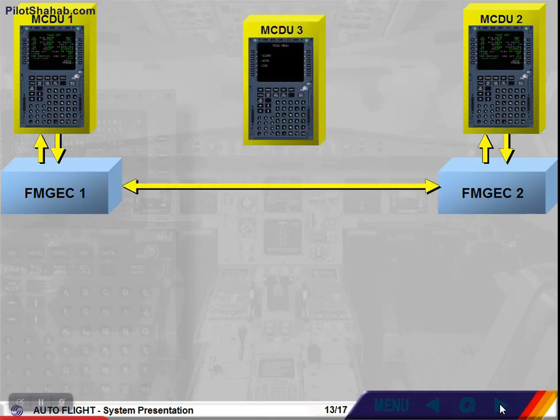The third MCDU is provided as a backup in case of failure of MCDU-1 or 2. It then replaces MCDU-1 or 2. In normal operation, it is used for other functions, such as ACARS or ACMS.